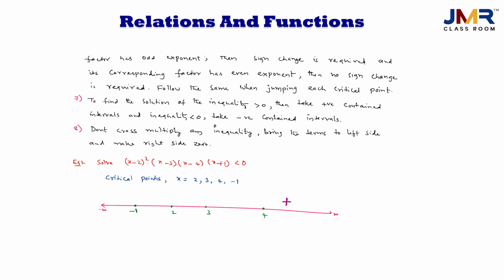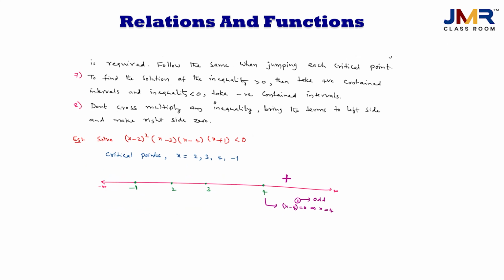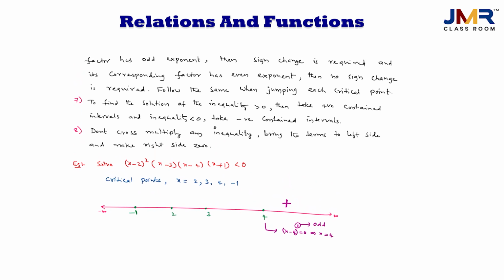Then if we jump this critical point 4, where do we get 4? It is obtained by x minus 4 equals 0, then only x equals 4. This x minus 4 has power how much? 1. This exponent is odd. When the exponent is odd, then a sign change is required. Sign change means positive to negative.